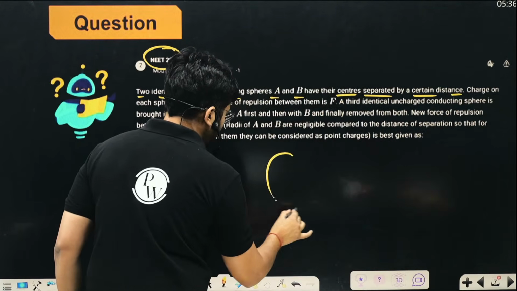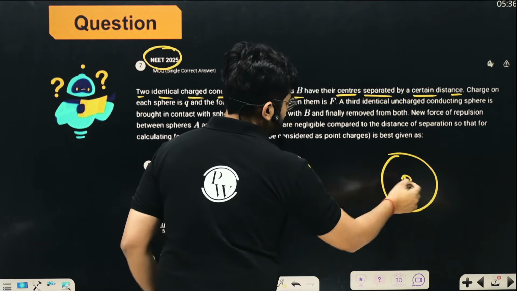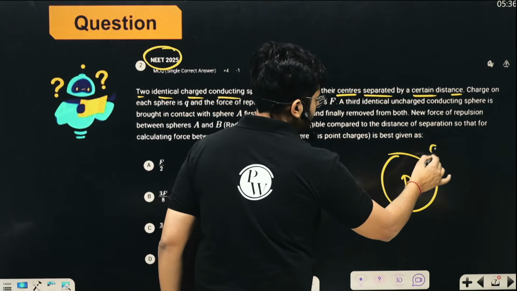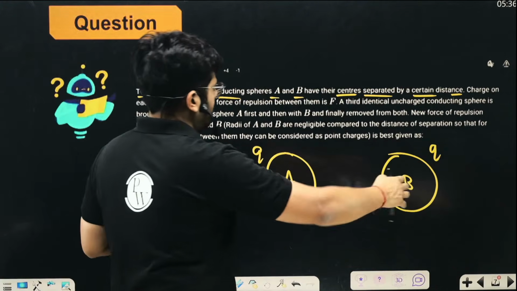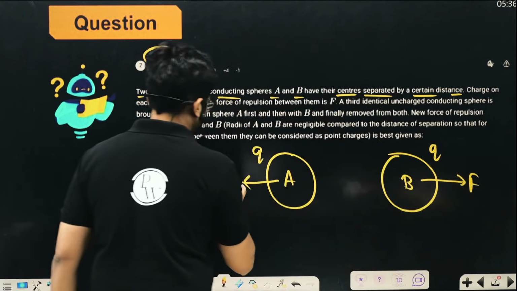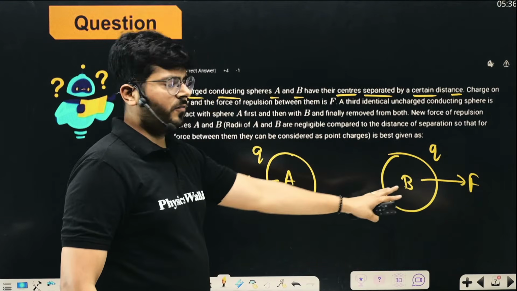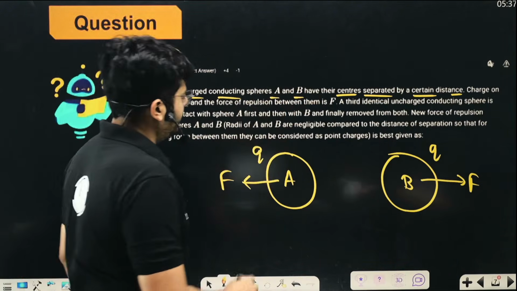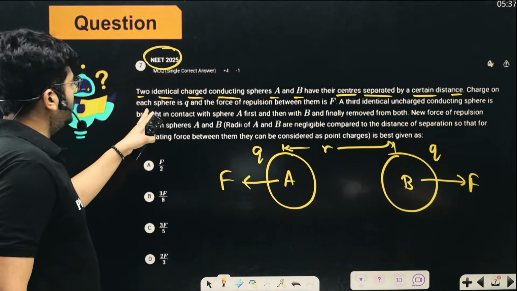We have two charged spheres, A and B. Charge on each sphere is Q, so the charge on this one is Q and the charge on the second one is also Q. They are experiencing a force of repulsion between them, which is F. Right now, when the charges are Q and Q, the force of repulsion between them is F. Imagine they are placed at a distance R.